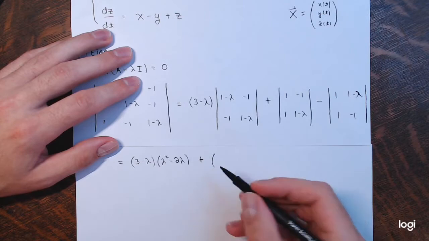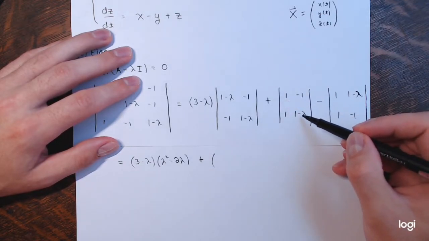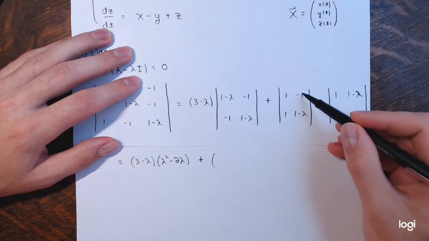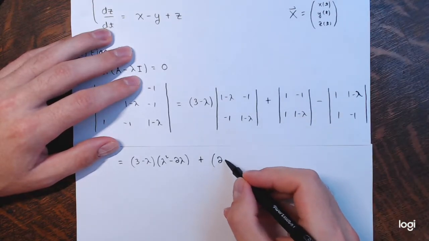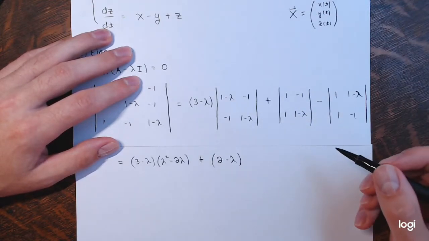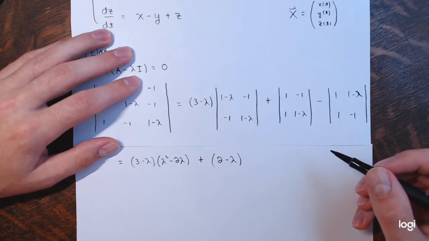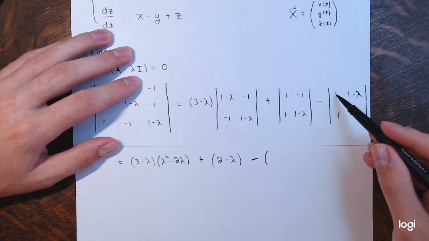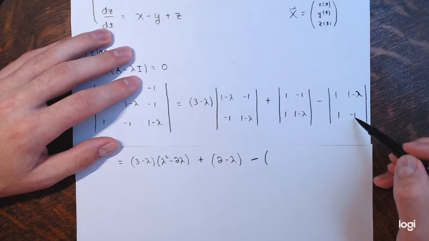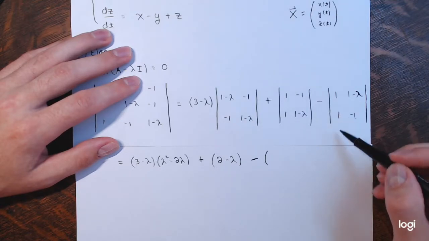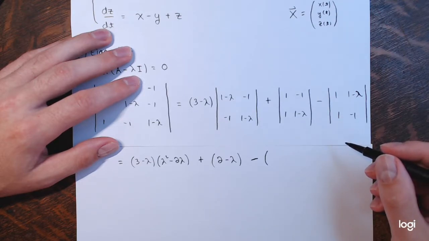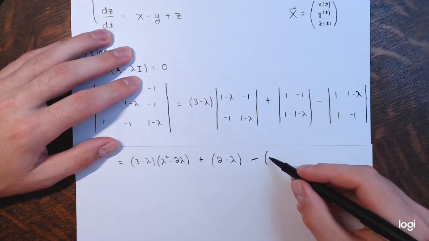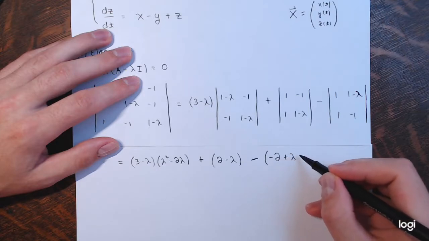Plus this determinant would be 1 minus lambda plus 1. Right? 1 minus lambda minus negative 1 plus 1. So that's 2 minus lambda. Or the opposite of lambda minus 2, which I'll write in a second for reasons you will see. And then this last determinant, I'd have negative 1 minus 1 minus lambda. So that'd be negative 2 plus lambda. Right? Because I'd have negative 1 minus 1 plus lambda. So negative 2 plus lambda, or just lambda minus 2.